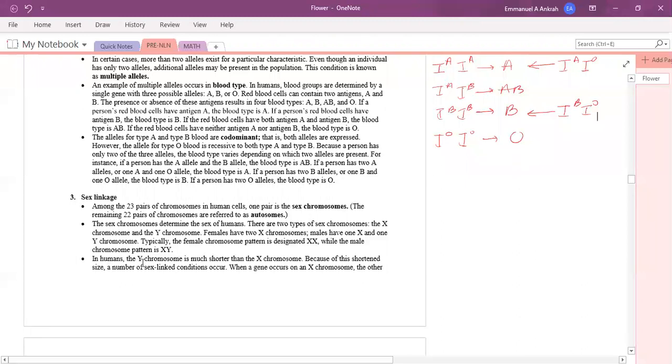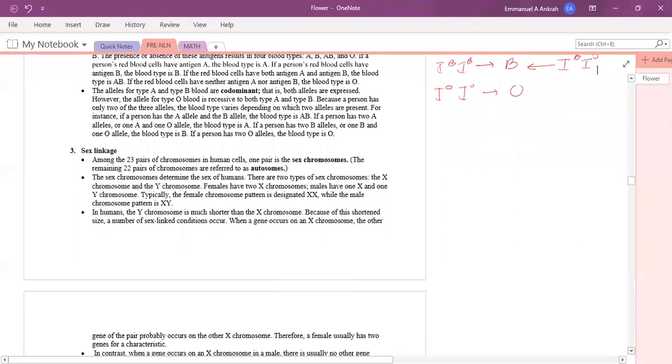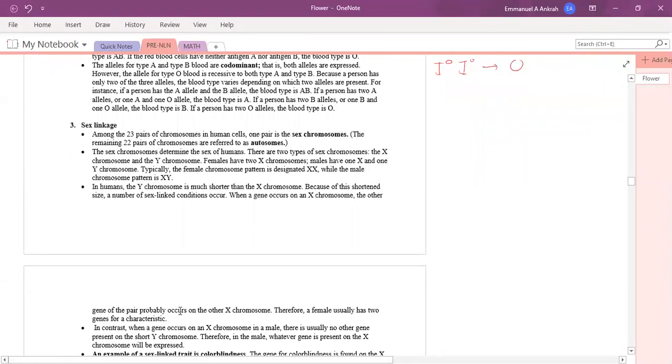In humans, the Y chromosome is much shorter than the X chromosome. Because of this shortened size, a number of sex-linked conditions occur, because you have something on the X chromosome and nothing to balance it on the Y chromosome. So you can have a lot of abnormal conditions. When a gene occurs on the X chromosome, the other gene of the pair probably occurs on the other chromosome. Therefore, the female usually has two genes for the characteristic.